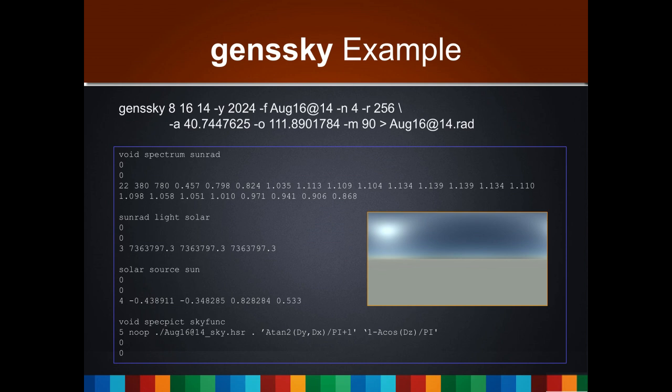So the output of GenS-Sky is a custom calculated spectrum for the sun based on atmospheric conditions. That gets applied to the solar light, and there's the sun. And then it defines skyfunc just as GenSky or GenDaylit would. It defines its own skyfunc, which is based on a spec pict that is this HSR output it generated and a fisheye mapping. Did I get all that right?